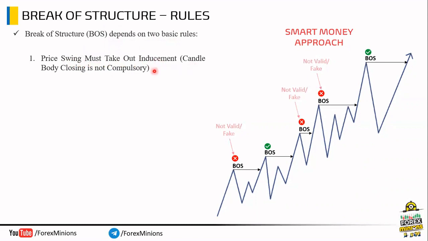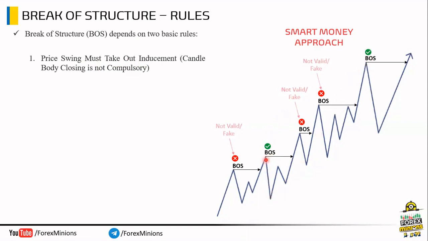And please note that candle closing below inducement is not really important. Candle sweep or body close, both cases are valid to mark break of structure. Let me repeat this point again: for a valid BOS, candle closing below inducement is not really important. Candle wick or body close below inducement, both cases are considerable to mark a valid BOS. Now, as an SMC trader, mark these two points as valid BOS.